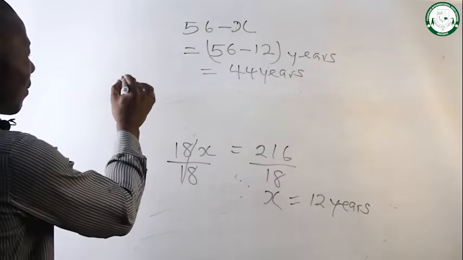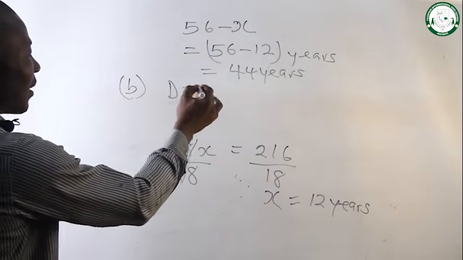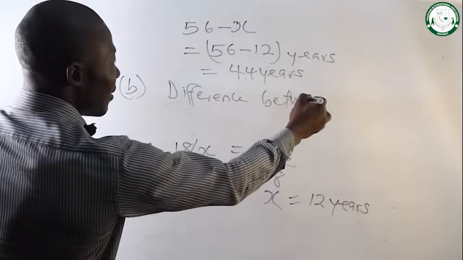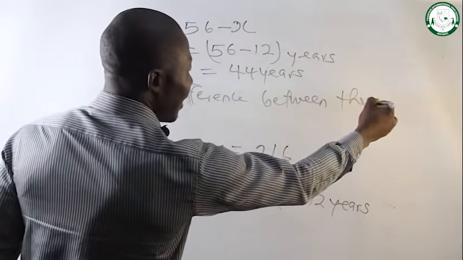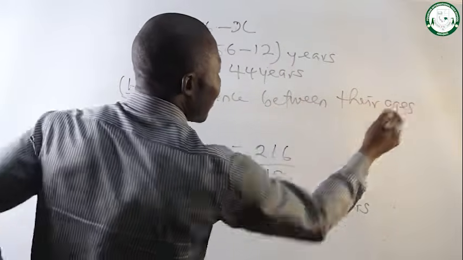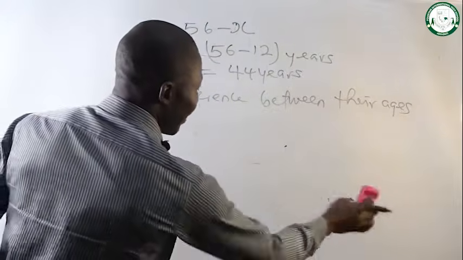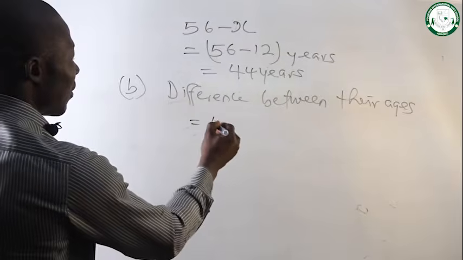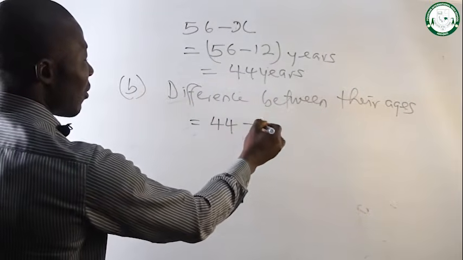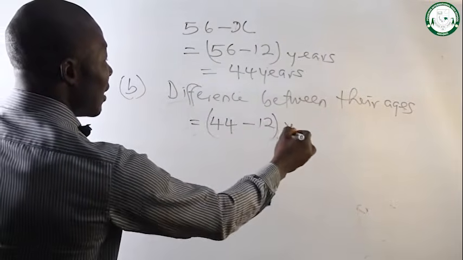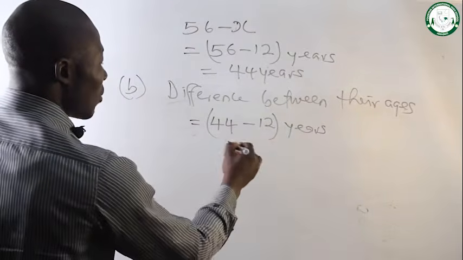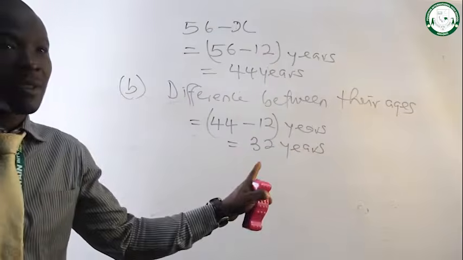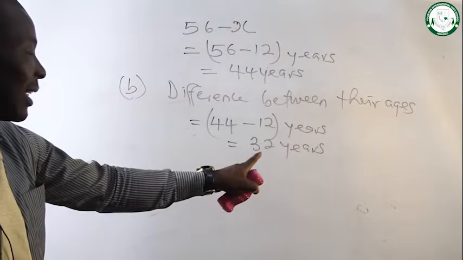And question B, we are asked to look for the difference between their ages. We should not forget the difference between their ages. So this one will now give us 44 minus 12 years, which will give us 32 years. This is the difference between their ages.